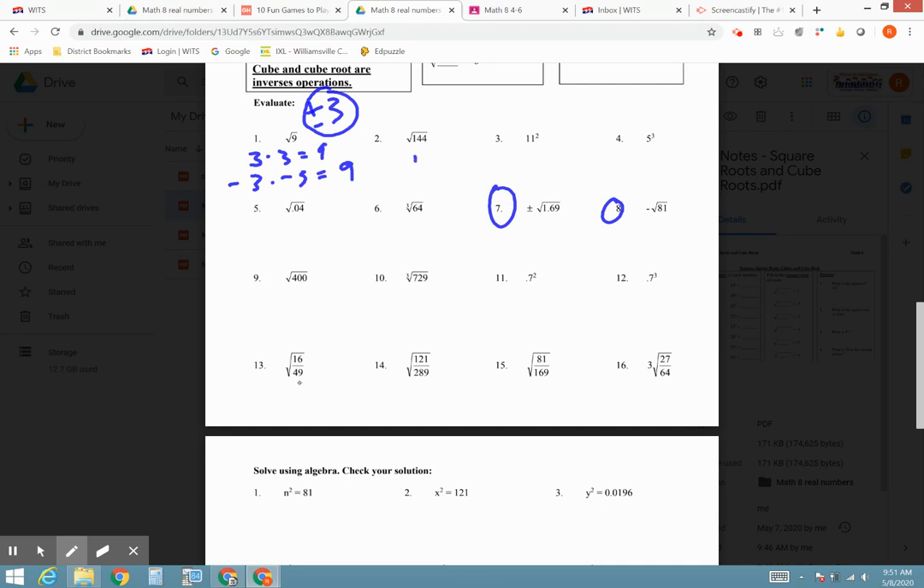So the square root of 144 is 12. Then 11 squared, or 11 times 11, is 121. 5 cubed, well, that's 5 times 5 times 5, which is 125. So you could be doing these in your calculator. Now, you know how to get a square root in your calculator, but you may not know how to get the cube root. So something like number 6.